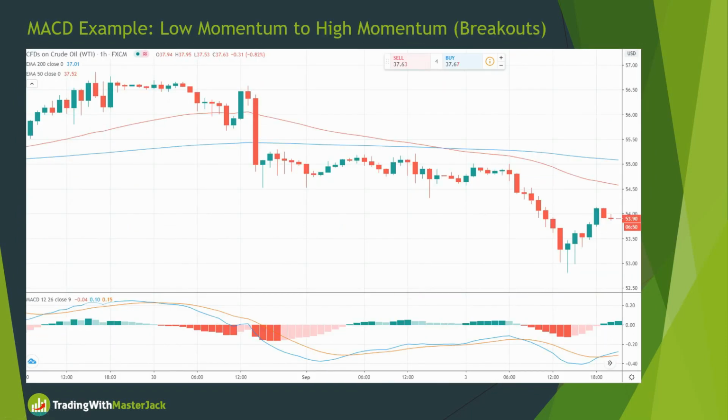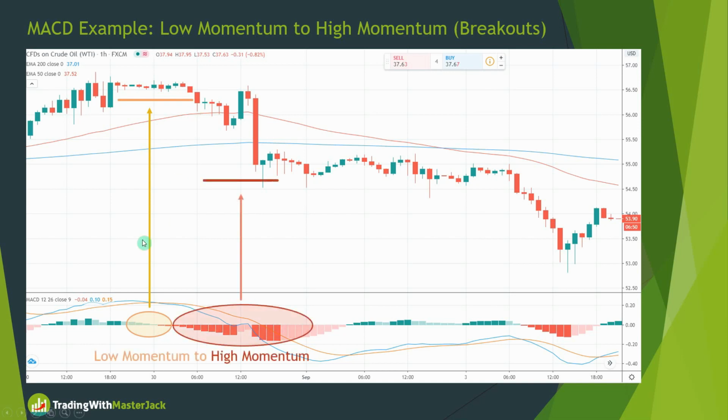Here we got our third and last example, low momentum to high momentum. That's for breakouts, where the market goes from low volatility to high and back to low. You see over there, this is our low momentum, where the histogram becomes so small that you can barely see it. Then you can see the candlesticks had made a tight consolidation and that a breakout is imminent. And then you can see that it goes from low momentum to high momentum over here.